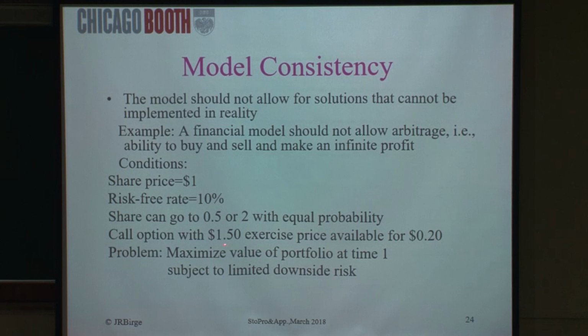And there's a call option with an exercise price of $1.50, and its value is 20 cents. The call option says I'm able to buy the stock at $1.50 in the future. So if the stock's price is $2, the call option is worth 50 cents. If the stock's price is 50 cents, the call option is worth 0. So with probability 1/2, it's worth 50 cents.